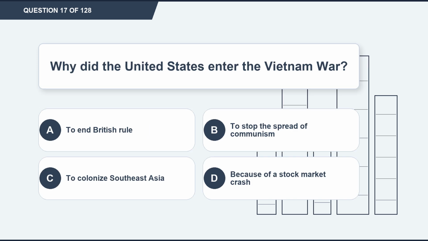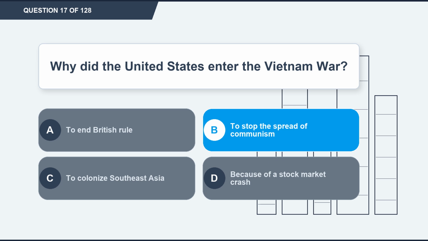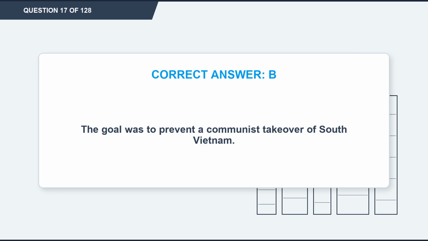Question 17. Why did the United States enter the Vietnam War? Option A, to end British rule. Option B, to stop the spread of communism. Option C, to colonize Southeast Asia. Option D, because of a stock market crash. The correct answer is option B, to stop the spread of communism. Explanation: the goal was to prevent a communist takeover of South Vietnam.